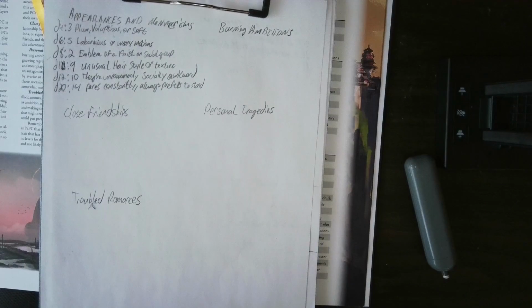As you can see here, we now have some appearances and mannerisms to play around with. They're a larger person, plump, voluptuous, or soft. They're laborious or weary in their motions. They have an emblem of a faith or social group on their person. They have an unusual hairstyle or texture to their hair. They're uncommonly socially awkward, and they pace constantly and prefer to stand. So already we have an interesting set of traits.